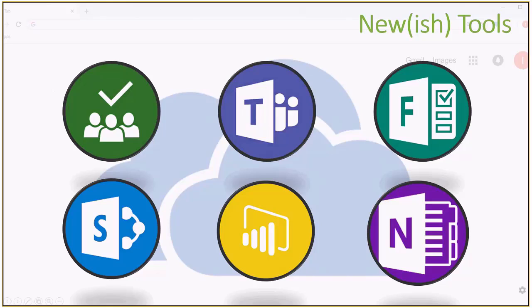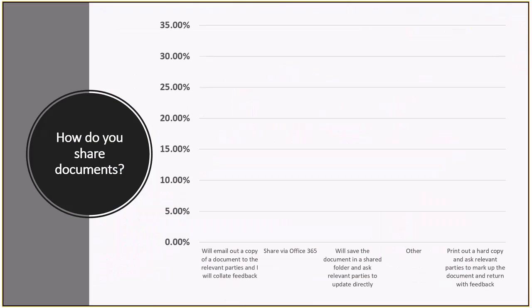So let's have a look at my next question, which was, how do you share documents? So I had four options for this one, which is: we'll email a copy of your document to the relevant people and parties who I want to collaborate with. Next was share with Office 365, and next was we'll save the document in a shared folder and ask relevant parties to update directly.